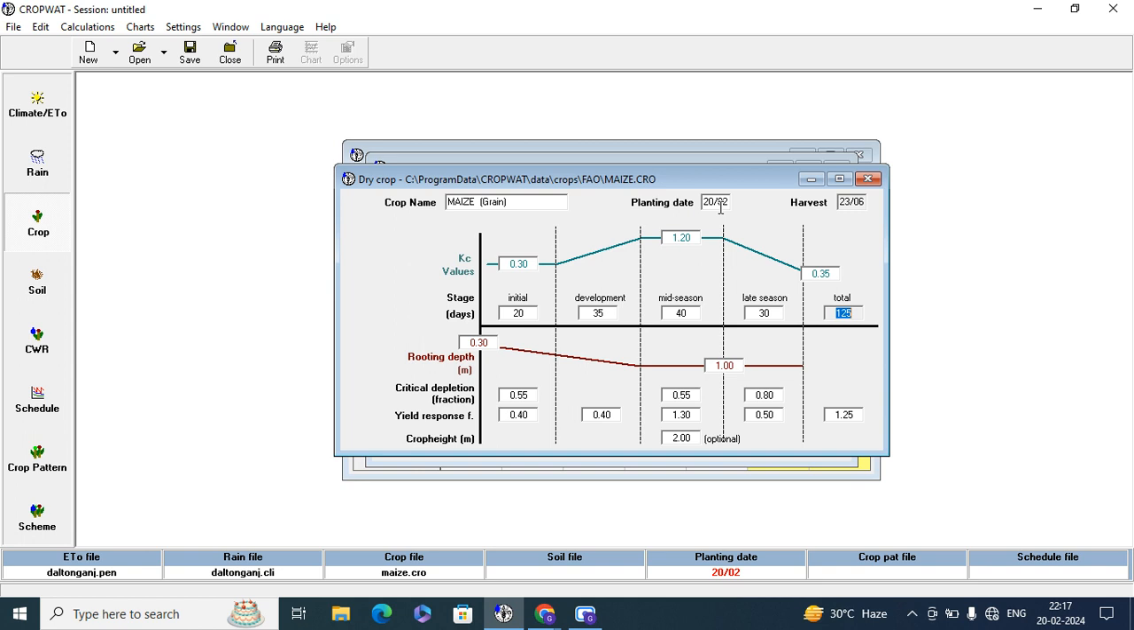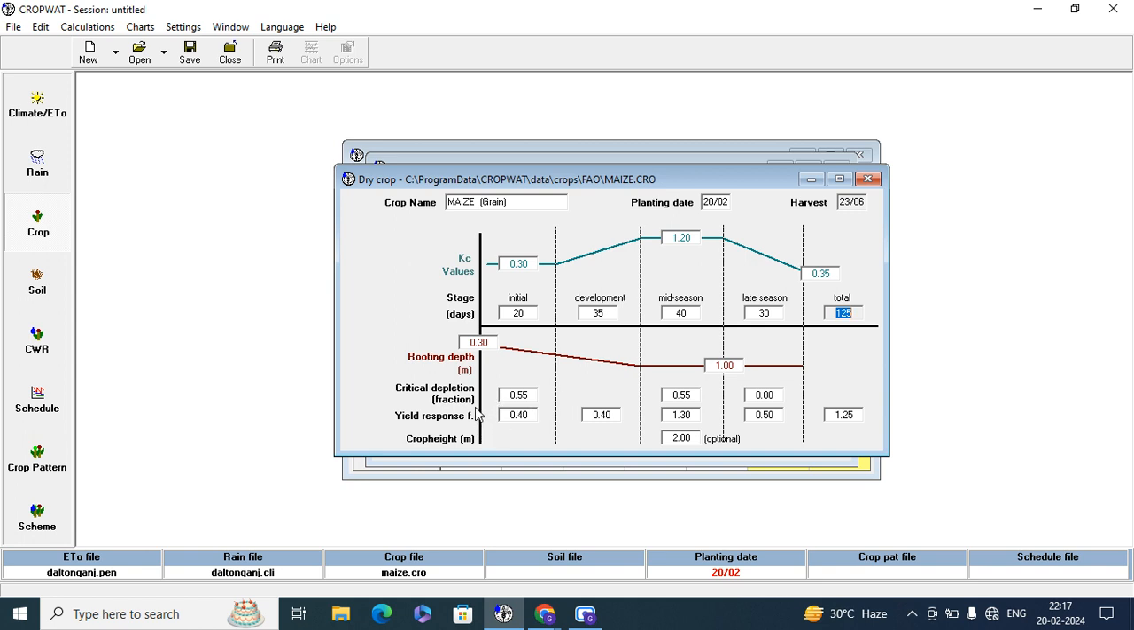So that is the most important thing. It means this number of days, approximately 5 months, is shared among the initial phase, developmental phase, mid season, and late season, and the total number of days is 125. So this is the scenario of the crop.